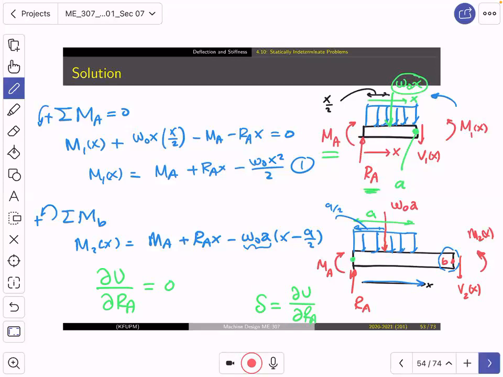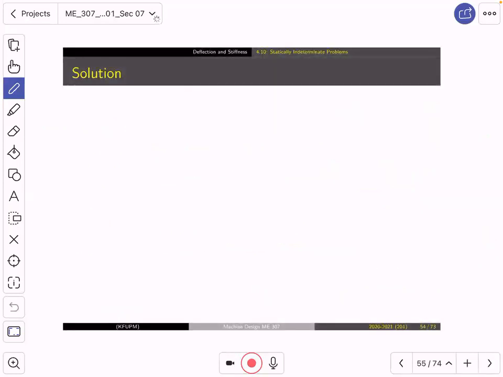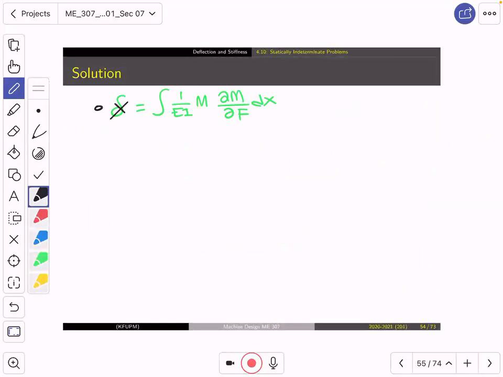So what is the consequence of this? In the equation, all of a sudden this delta equals the integral of 1 over EI M del M over del F dx. What will happen to it? If this is 0, I multiply by EI and it stays 0, right? I get rid of this. And I end up with 0 equal to the integral of M del M over del F dx. Correct?